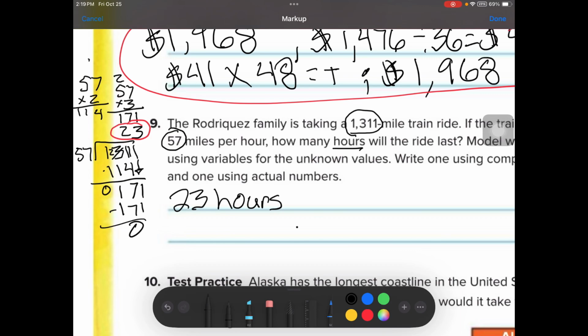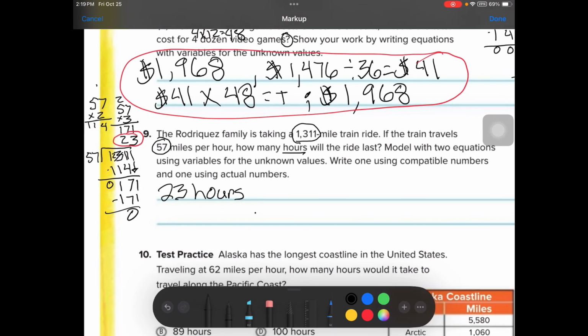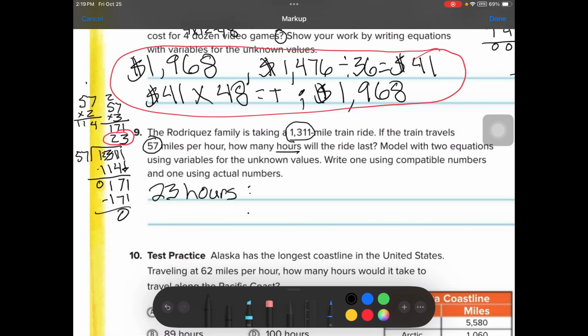Now, if we were to do this with compatible numbers, because they want us to have a couple of different answers here, this is what we're going to write. 1,200 divided by 60. Then we have to add a letter in there. We'll say C. Then we're going to say that C equals 20. So what we did is we estimated this number to 1,200, this number to 60 because it's easier, and it worked out really well because we can cross off a 0. So then we have 120 divided by 6 equals 20.